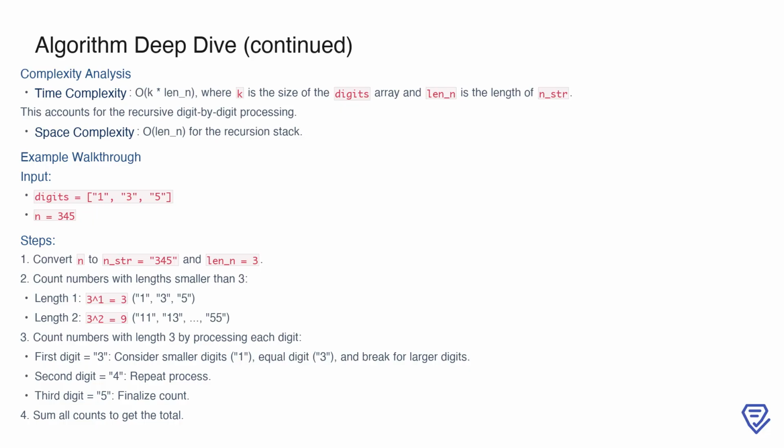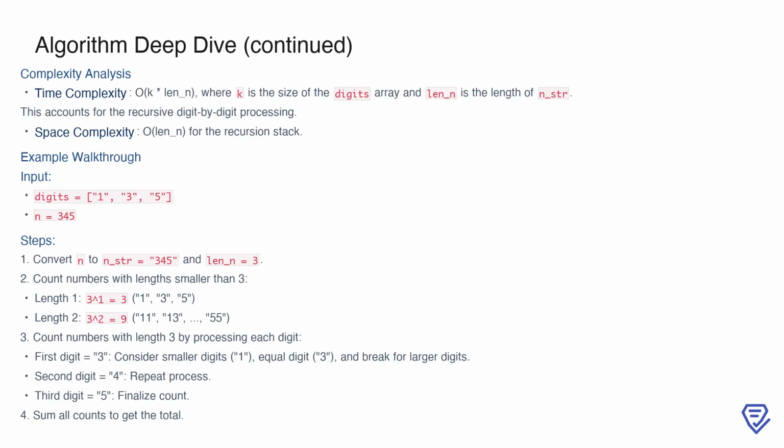To illustrate, consider the example where digits is 1, 3, 5, and n is 345. First, we convert n to n_str as 345 and determine len_n is 3. We start by counting numbers with lengths smaller than 3. For length 1, there are 3^1 equals 3 numbers: 1, 3, and 5. For length 2, there are 3^2 equals 9 numbers, such as 11, 13, up to 55.